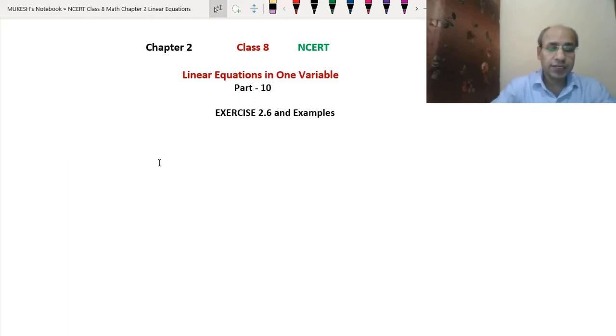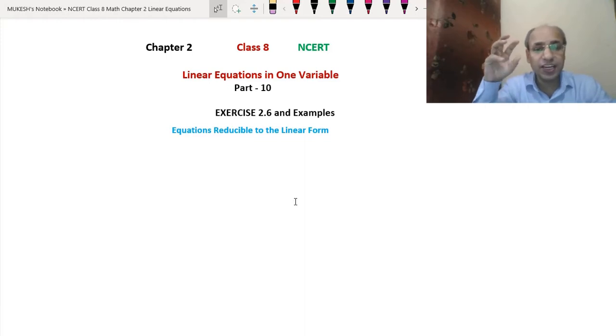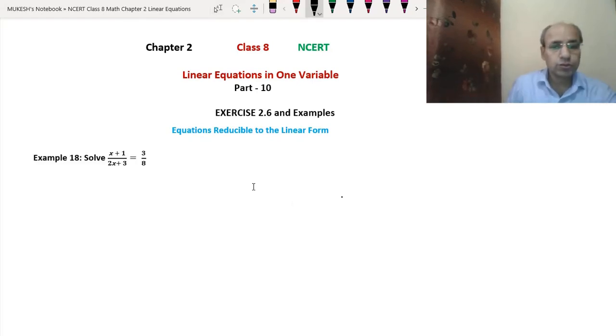Here we will have equations which will not be in linear form. So first we will have to reduce these equations into linear form, and then we can solve the equation to get the desired value of the variable. So let's do the first example, example 18.